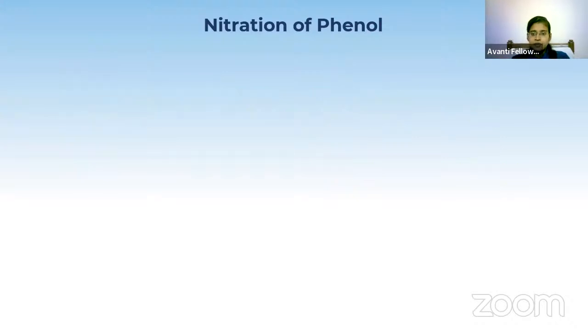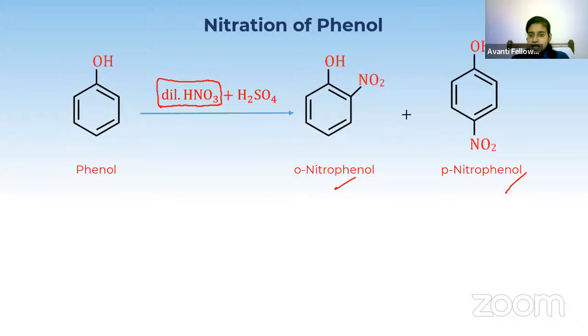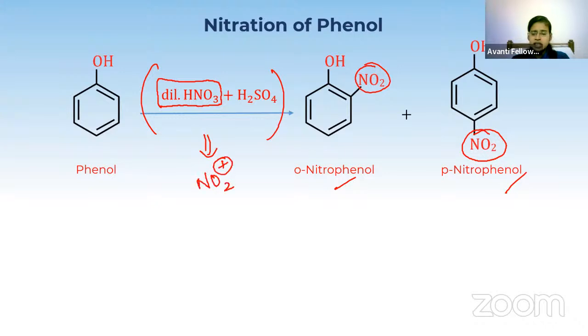Now, why is the NO2 group getting substituted? Can anyone tell me why? Because it is the electrophile, right? From the nitrating mixture, the electrophile that we get is NO2+. In all the organic chemistry lessons, we get NO2+ as the electrophile for nitration.